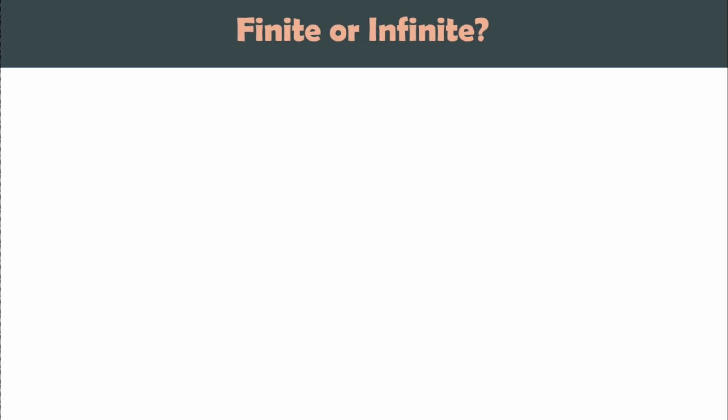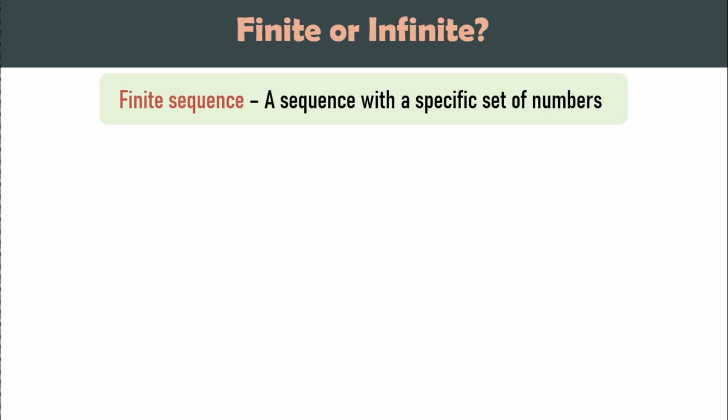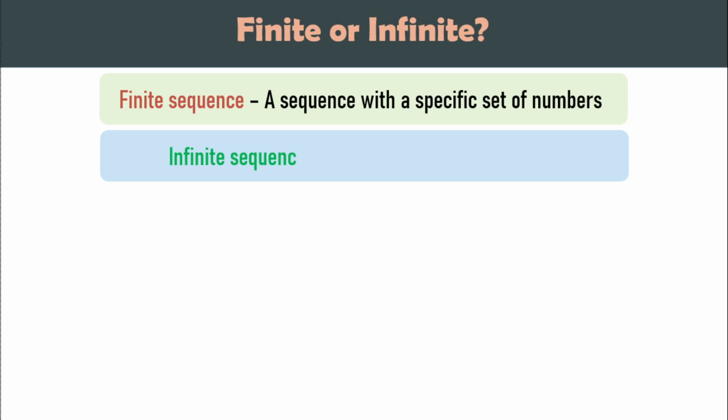Next, we're going to determine if a given sequence is a finite sequence or an infinite sequence. A finite sequence is a sequence with a specific set of numbers, so we can count the number of terms in that sequence. However, an infinite sequence is a sequence that is endless, meaning we cannot count the number of terms in that sequence.